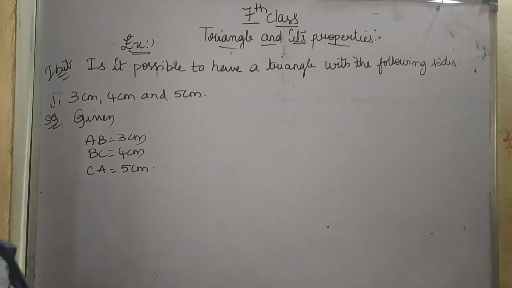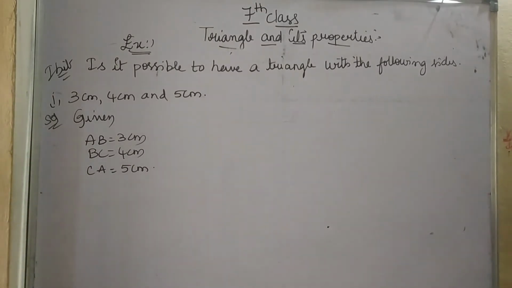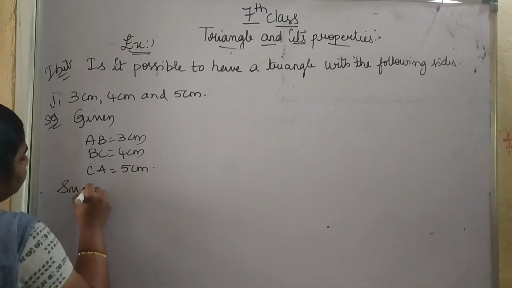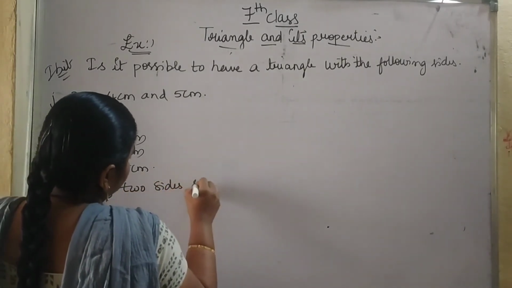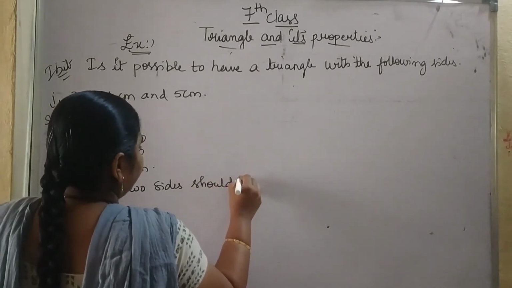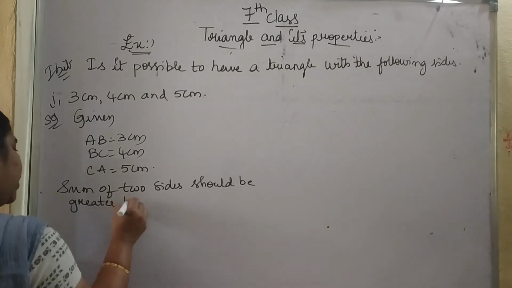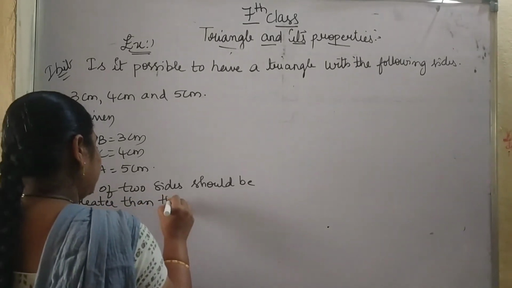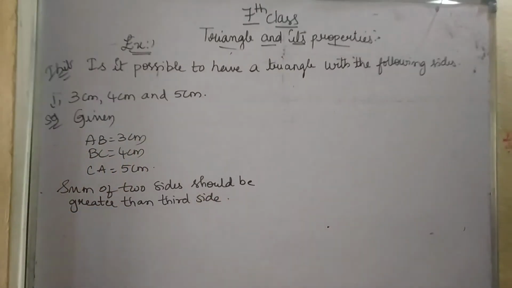Now what is the condition? What is the property for seeing whether it will form a triangle or not? So what is the property? The sum of two sides should be greater than the third side.